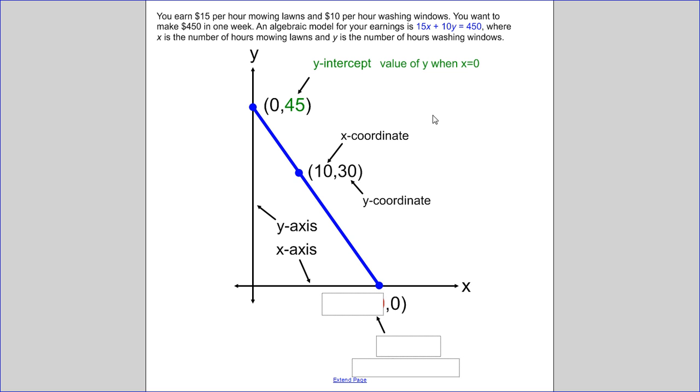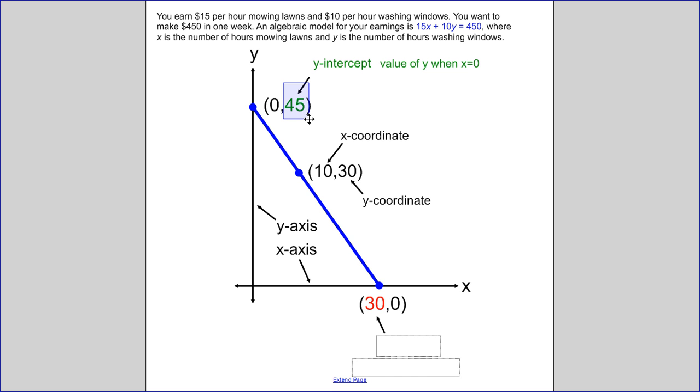So that means 0 hours washing windows. If no time is spent washing windows, how many hours would need to be spent mowing lawns? 15 times what equals 450? Hopefully the math tells you that it's 30.